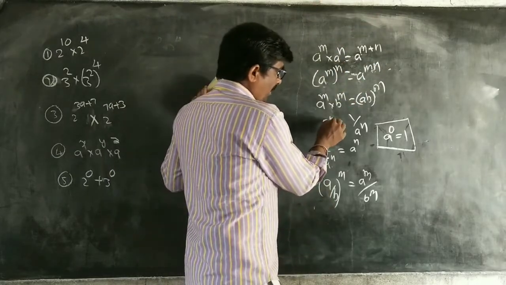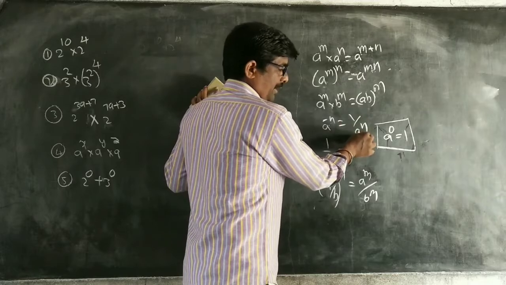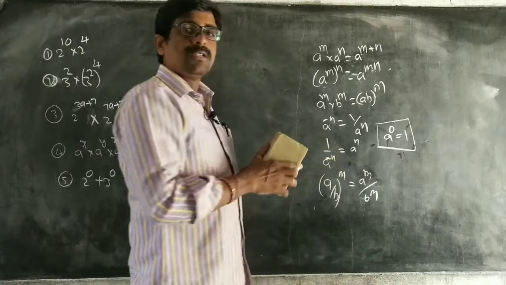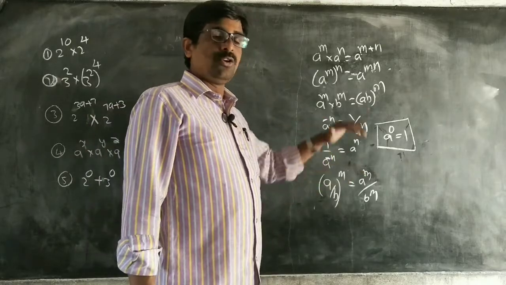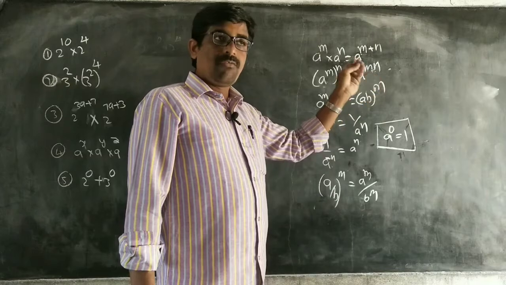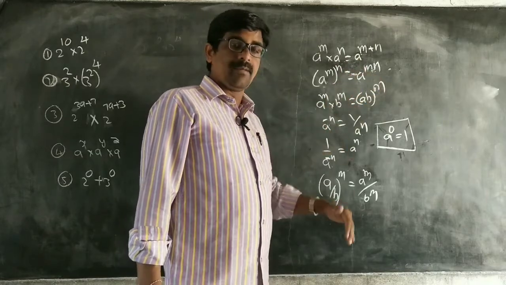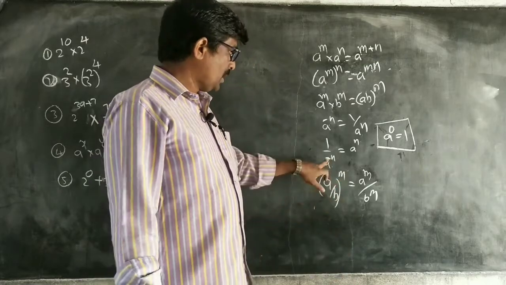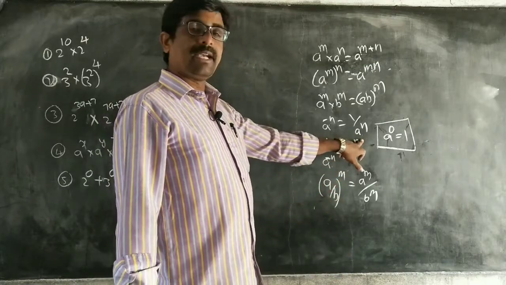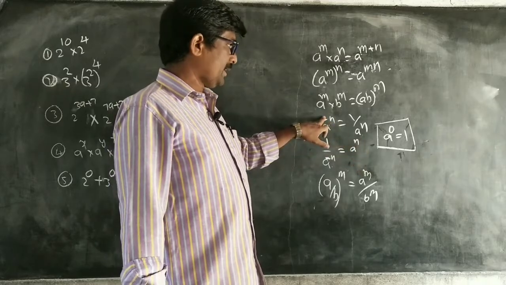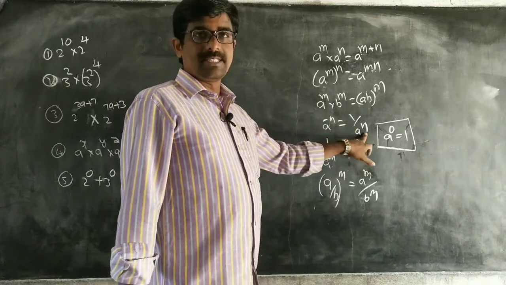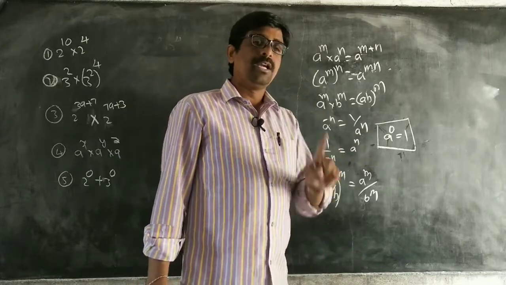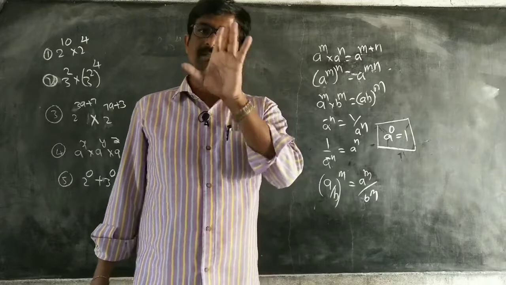Next, a^(-n) is equal to 1 by a^n, or a^(-n) becomes positive. Simple. A power in the denominator brought to the numerator becomes negative. If a negative power in the numerator is brought to the denominator, it automatically becomes positive. Next, a^0: any number to the power 0, the value is always 1.